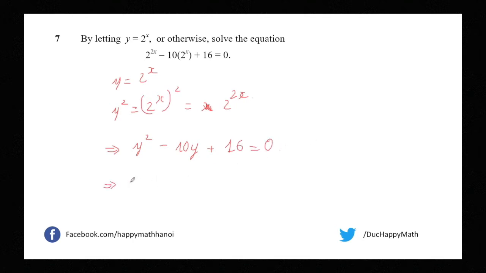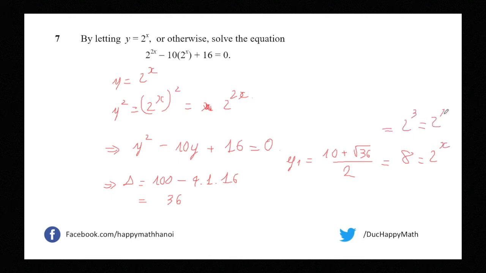So the delta will be 100 minus 4ac, which is 36. So y1 will be equal to 10 plus square root of 36 divided by 2. So this is 6, which means 8. So 8 will be equal to 2 to the power x, and it is quite easy to see that x will be equal to 3.